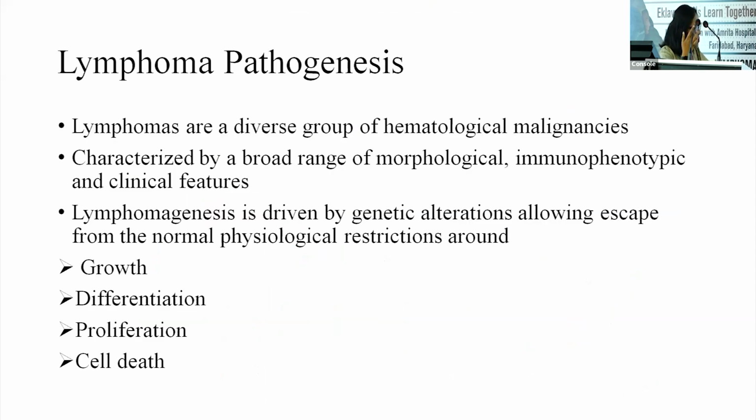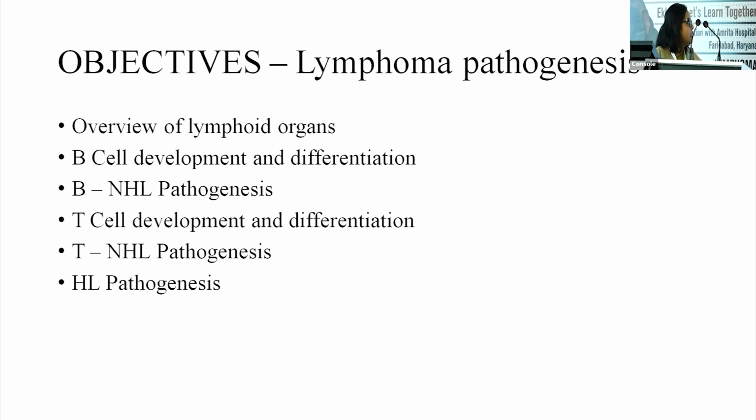Now, moving on to the second part of the talk, which is lymphoma pathogenesis. As we know, lymphomas are a very diverse group of malignancies, characterized by a range of morphological and immunophenotypic heterogeneity and clinical features. Lymphomagenesis is driven by genetic alterations that escape the normal physiological restrictions of growth, differentiation, proliferation, as well as apoptosis. That's why it is very important to understand normal lymphoid differentiation to understand lymphoma pathogenesis. With this background, the learning objectives will be an overview of lymphoid organs, normal B cell and T cell differentiation, an overview of B NHL and T NHL pathogenesis, and finally a few words about Hodgkin's lymphoma pathogenesis.